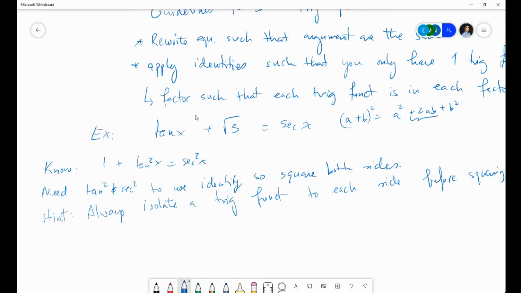All right, so now when we square both sides, let's see what we will get. Tangent and secant are already on their own sides. So when we square it, we are squaring a binomial here. We're going to use this property. So we have tangent squared plus 2 times AB, so square root of 3 times tangent x, plus 3, since square root of 3 squared is 3. Then secant squared.